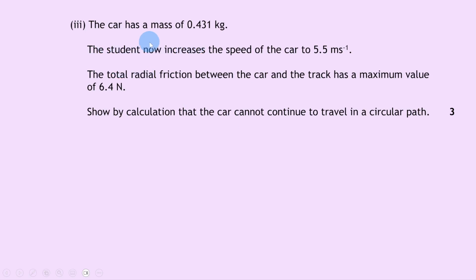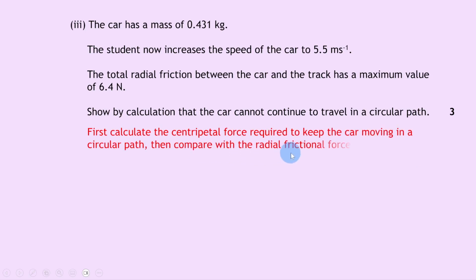A part 3 says the car has a mass of 0.431 kilograms. The student now increases the speed of the car to 5.5 meters per second. The total radial friction between the car and the track has a maximum value of 6.4 newtons. Show by calculation that the car cannot continue to travel in a circular path, and there's 3 marks available for this. Well, first we need to calculate the centripetal force required to keep the car moving in a circular path, and then compare this with the radial frictional force.